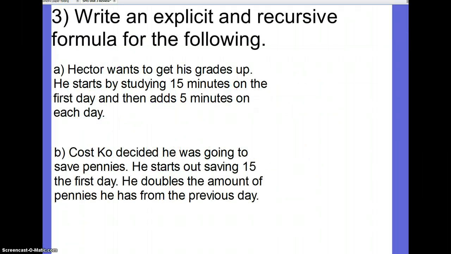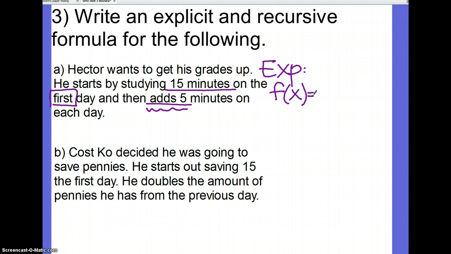Number 3, write an explicit and recursive formula for the following. Hector wants to get his grades up. He starts studying 15 minutes on the first day and he adds 5 minutes. So I know I'm going to write explicit and recursive for arithmetic because this is adding. Add 5. So the first day I have 15. It is adding 5 every day. And I would put x take away 1.